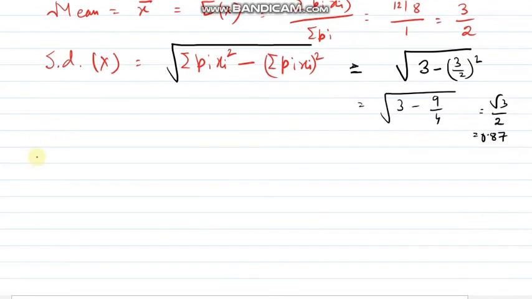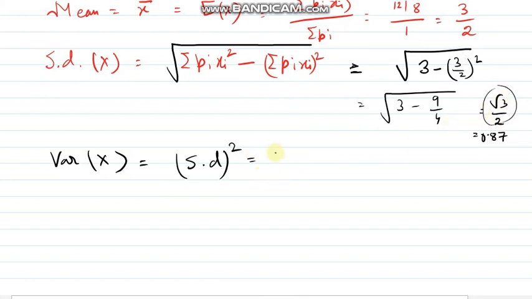And if I further proceed and ask what is the variance of x? Variance of x is standard deviation whole square. So if I find the variance of x, we will find the whole square of this. The answer is 3 divided by 4.